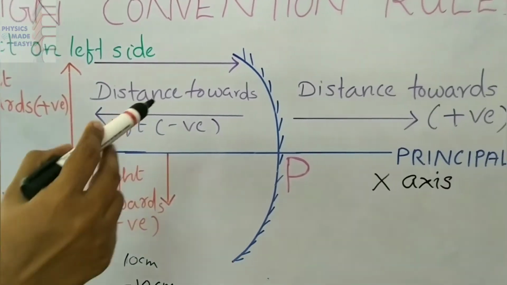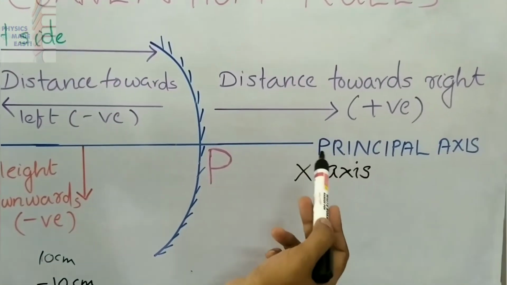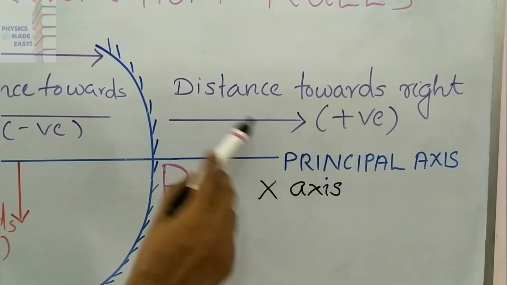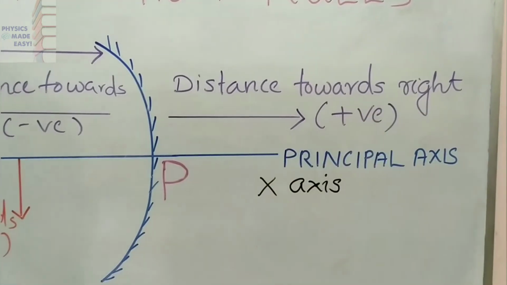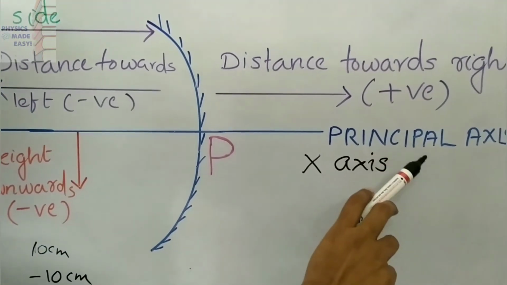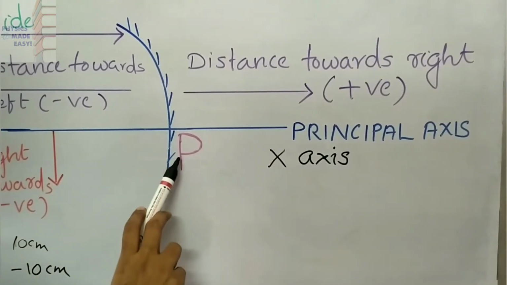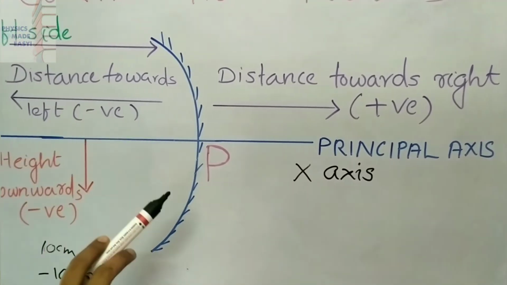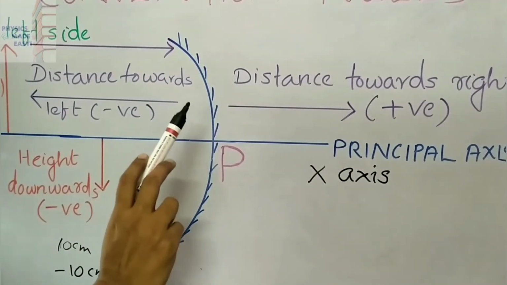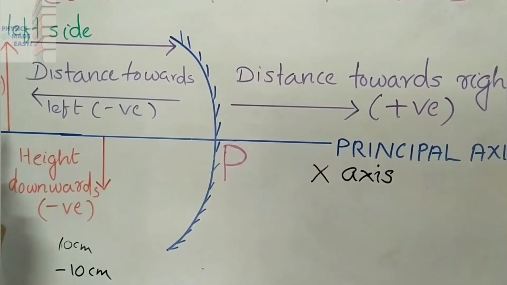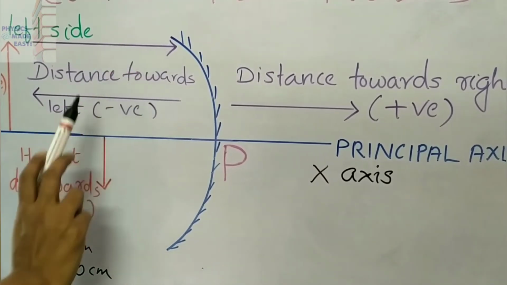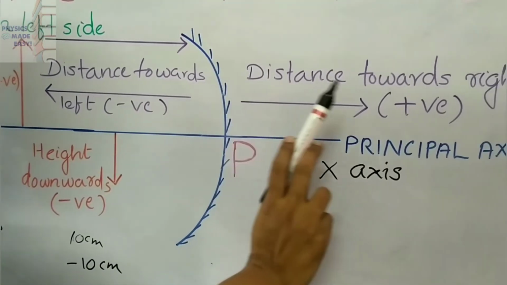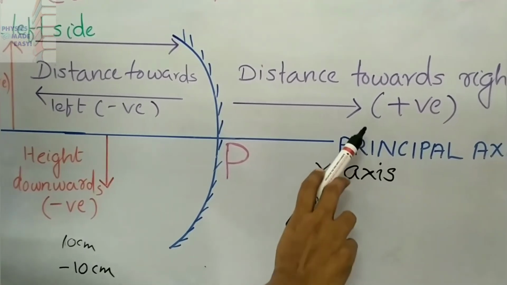Then if you are getting the image on the other side, you have to measure the image distance from the pole towards the right side. Distance towards the right side, as in your number line, you can take as positive. Okay children, measuring from the pole, you consider this pole as the origin and the principal axis as the x-axis. If you are measuring distances from the pole towards the left side, that is opposite to the direction of incident light, those distances you take as negative. From the pole towards the right side, all those distances you take as positive.